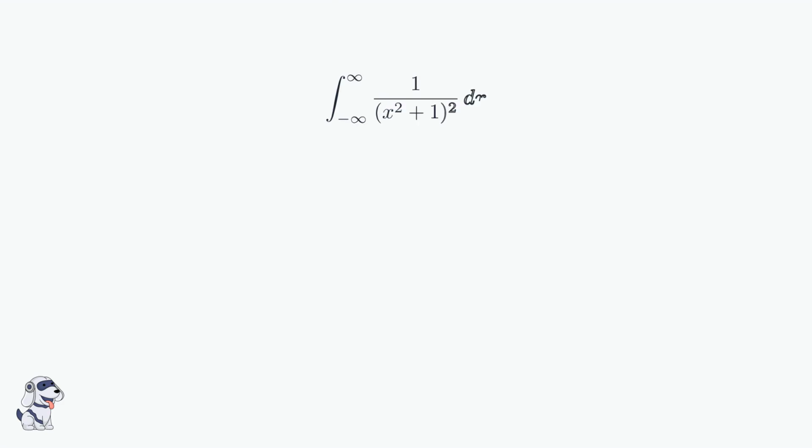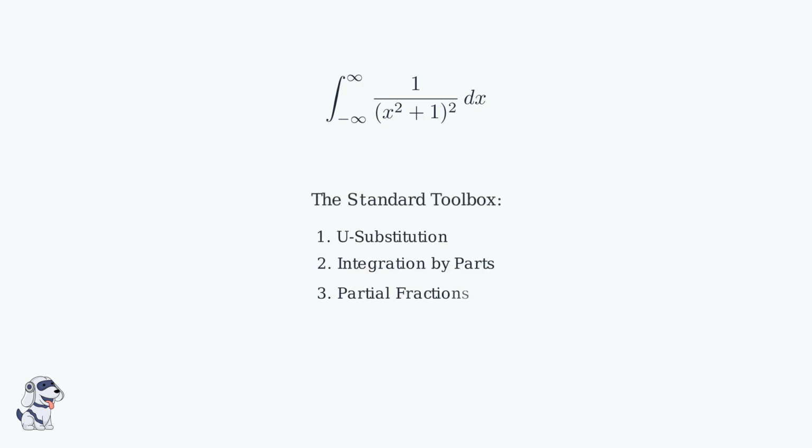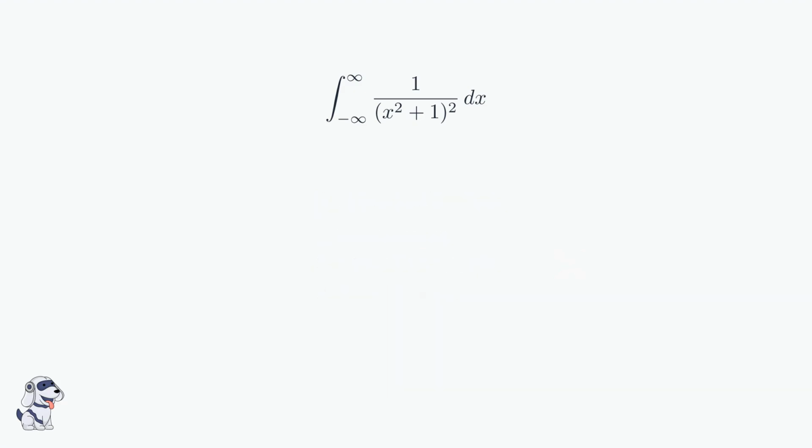Have you ever run into an integral that standard methods just can't seem to touch? Consider this one, the integral from negative infinity to positive infinity of 1 over (x squared plus 1) squared. Normally, we reach for our trusty calculus toolbox: u substitution, integration by parts, or partial fractions. But here, those methods hit a wall. They struggle to handle the combination of the squared denominator and the infinite bounds effectively. It is a true calculus roadblock.